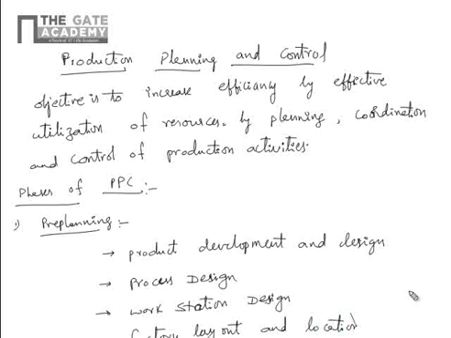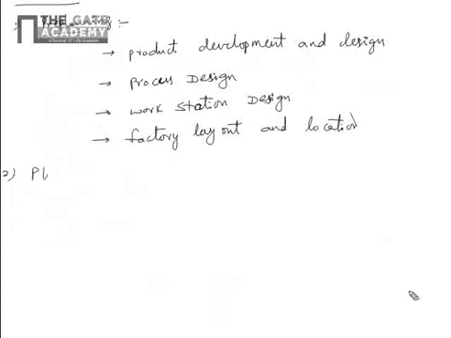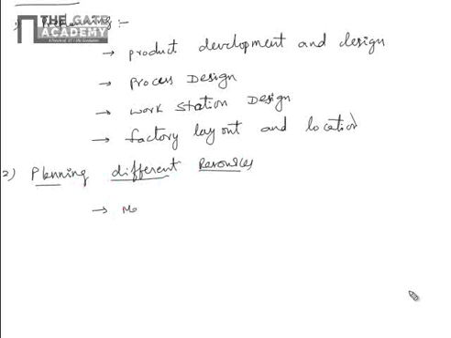So planning different resources, second step. In this, planning material, how much material we need for production, and planning method, what method we need to use, and machine, what type of machines we need, and men, labor. Actually, this is more important.